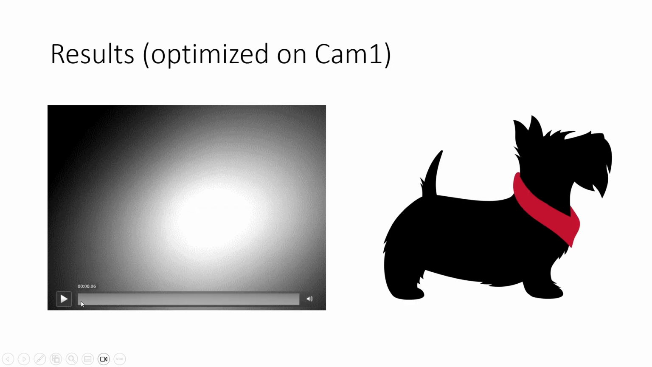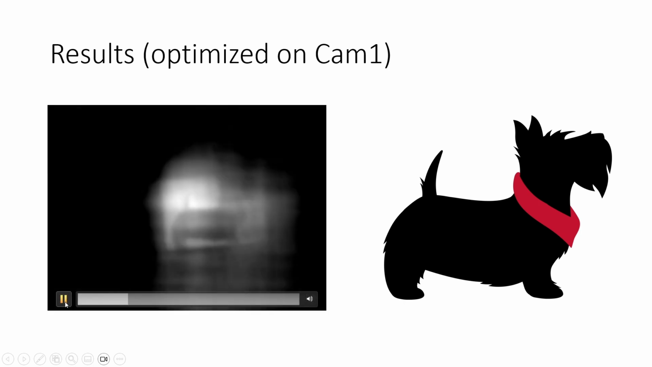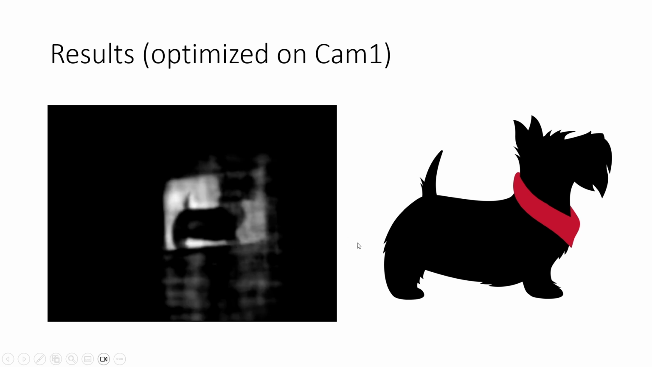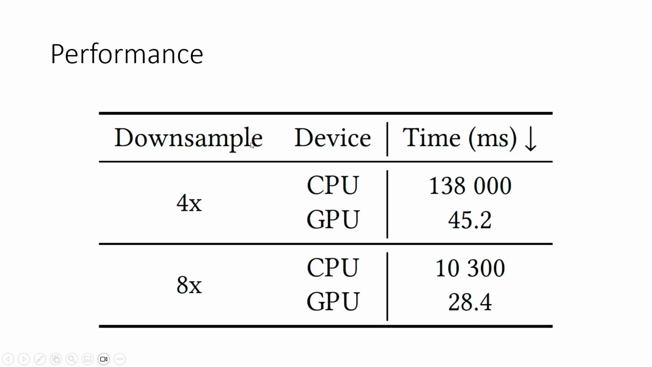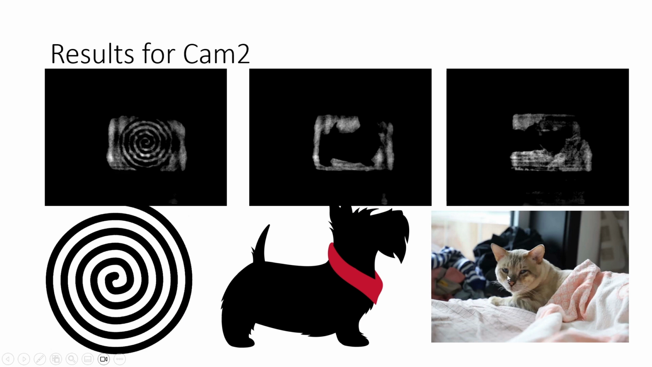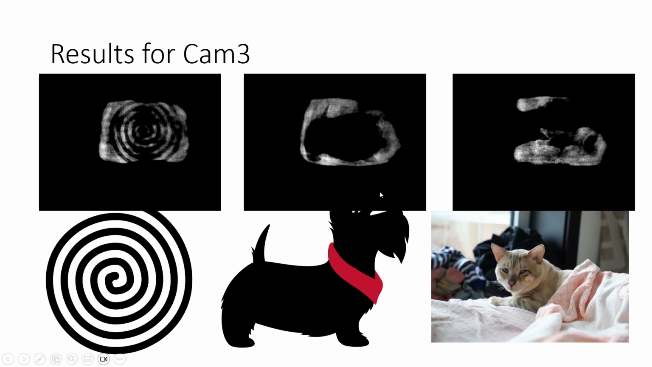Here we also show the optimization process, which we discussed several slides ago, in 200 iterations in this video. Besides, we also implemented a GPU version of this optimization, which can be computed in real time. So here are the results. For camera 1, it looks pretty much like a low frequency version of the original image. For camera 2 and camera 3, it's a bit worse.